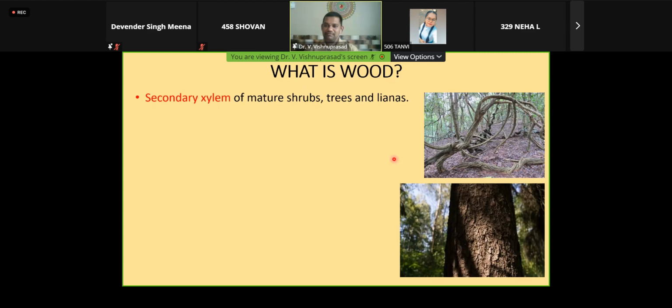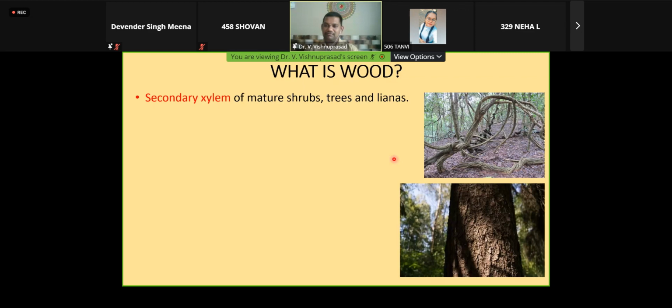Wood is not applicable to herbaceous plants. They do not have any wood. They have a stem, but not wood. So for shrubs, trees, and lianas, and lianas are nothing but woody climbers, as you can see in this picture. Entada is an example of a liana. Tree species, there are many of them. Shrubs, there are many of them. So they produce these kinds of woody tissues.